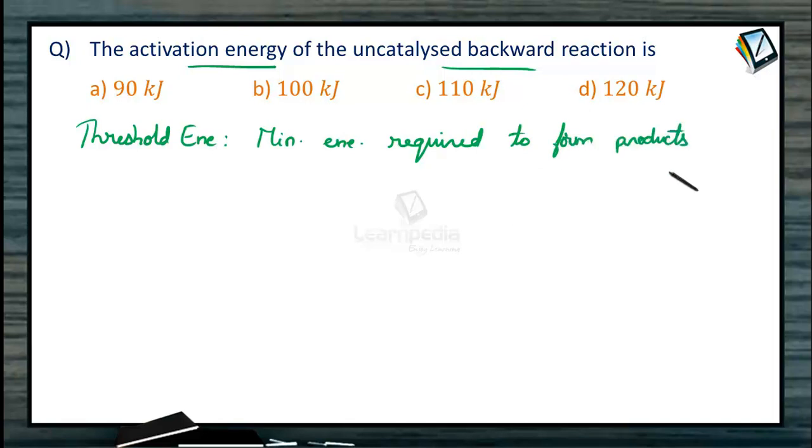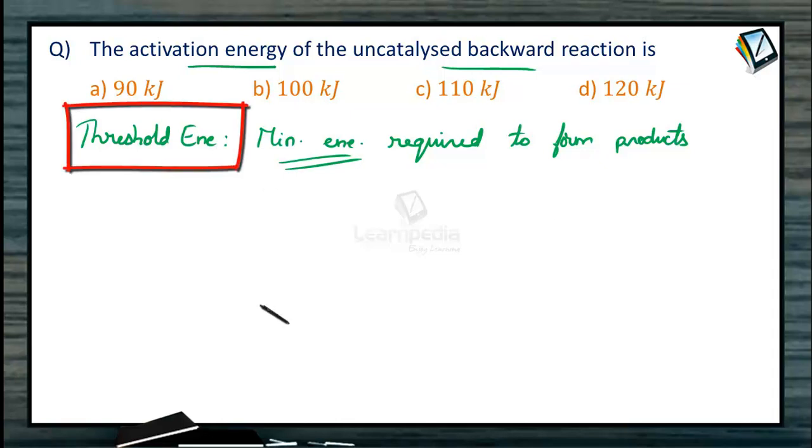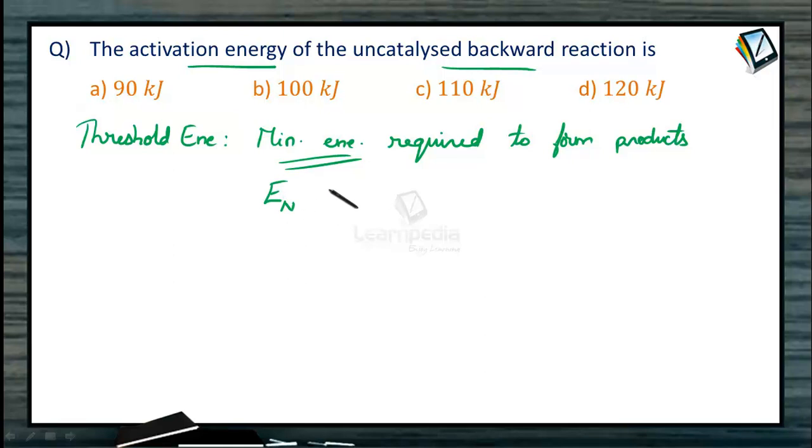So what is the minimum amount of energy that is to be possessed by the reactant molecules in order to form products? That is called threshold energy. Then under the normal conditions where we are conducting the experiments, the energy of the normal reactant molecules is always less than threshold energy. It means under the normal conditions, the chances of formation of product is very less because this criteria is not satisfied.